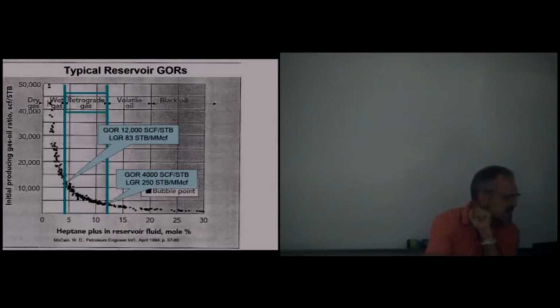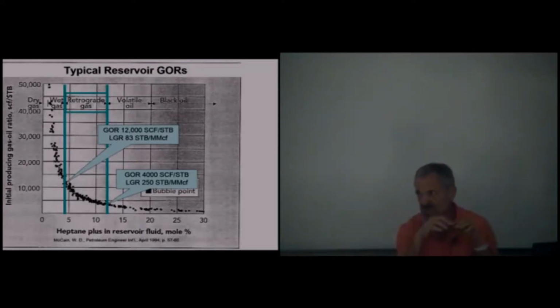And this is from McCain. You hear undergraduate students use his textbook, so they've seen this slide before, about how we usually can tell which of these regions we're in just based on the initial producing gas oil ratio and/or the heptanes plus if you did a chemical analysis of the liquids.